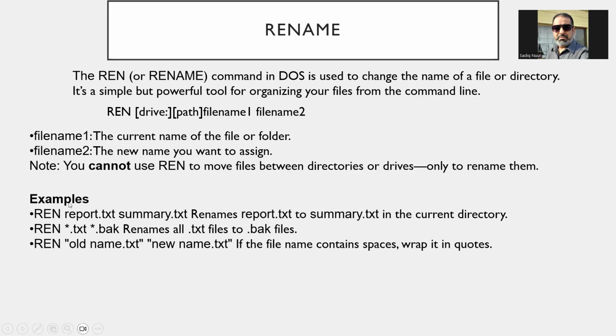Now, the example here is ren report.txt summary.txt. So I want to change the report.txt to summary.txt. So that will rename the report to summary in the current directory. So if you say ren *.txt *.bak, what's going to happen? All the txt files in your current directory will be changed to BAK. So it renames all the text files to BAK files.